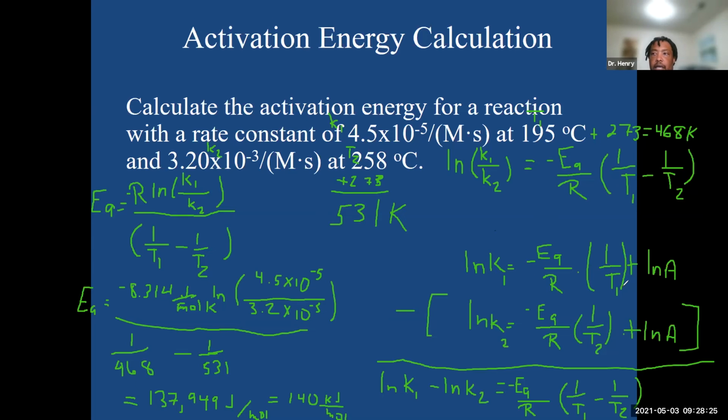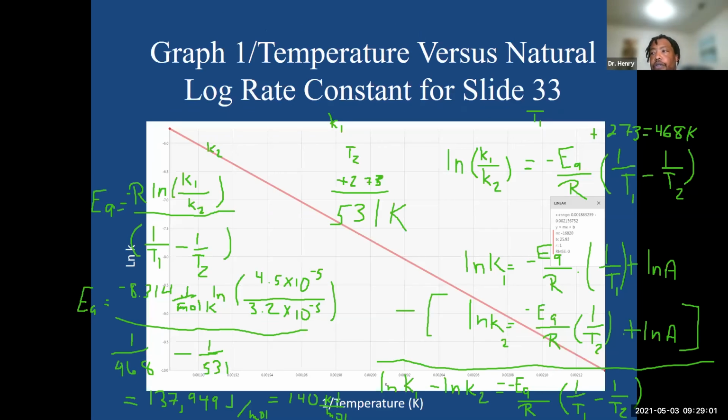So we can set it up in a line format where this is going to represent our y, this is going to represent our x, and then that's going to be our slope. And so we're looking at the slope. We'll solve for our slope, and then we'll have to multiply it by R to just get that EA. Okay. So this is just showing you that curve in the case using Excel.